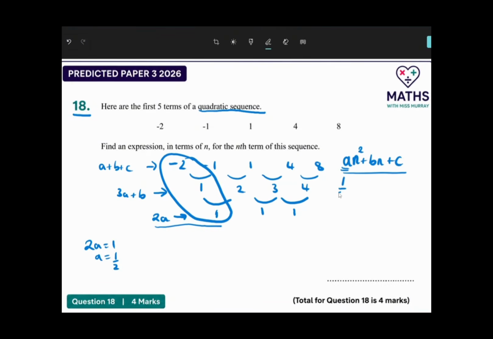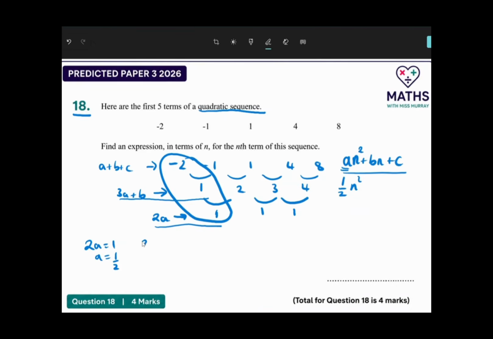So I know that's going to be a half n squared there, so I can write that down already. So you get a mark for finding the second differences. You'd now have another mark, 2 marks for having a half n squared, because you've identified that it's a half n squared. You then use this with the next row.